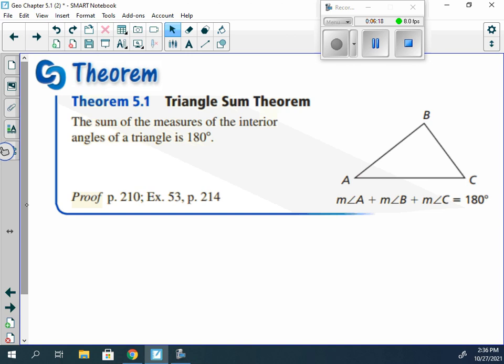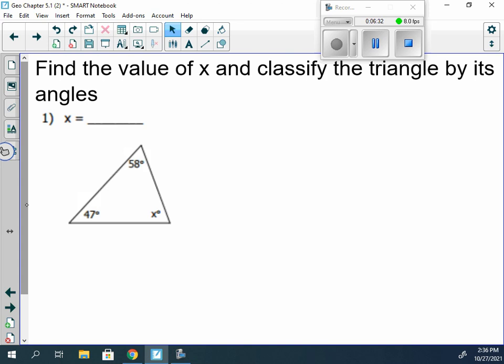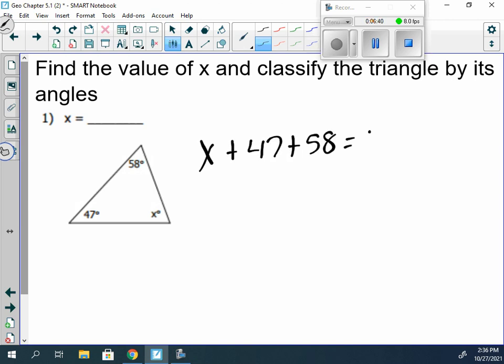The sum of the interior angles of a triangle add up to be? What? The sum of the interior angles of a triangle will add together to be? Okay. So what do these three angles add together to be? So if we take x plus 47 plus 58, this should equal 65. Guys? Yes? Yeah. Because if we add those two together, this would be 105.